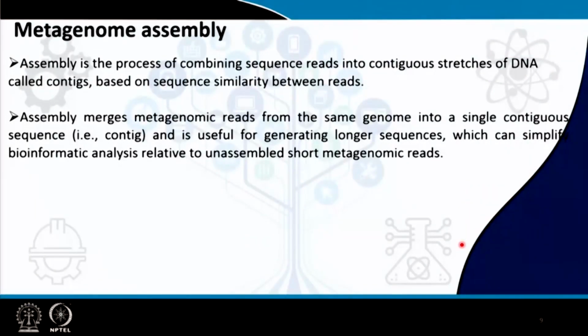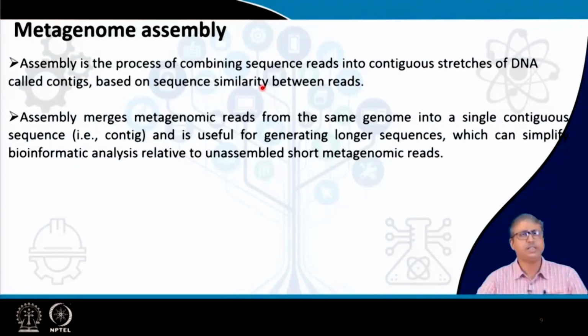Now, the metagenome assembly that I was referring to. Assembly is the process of combining the sequence reads generated by the sequencer into contiguous stretches of DNA, and these are called contigs. Very short reads, like 200 to 300 nucleotides, are joined together. This joining is done by bioinformatic tools based on certain assumptions, so that only the reads generated from identical genomes or organisms are joined together to get the contig.